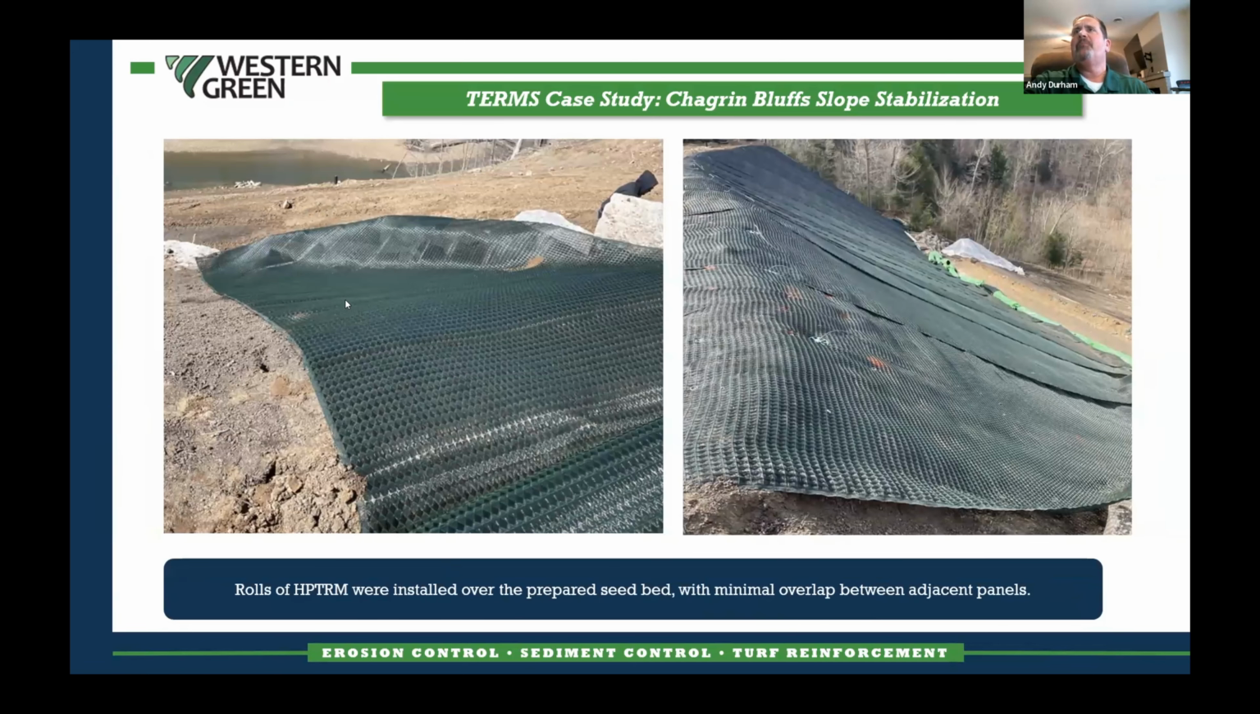Now you can see the high performance turf reinforcement mat. It comes in rolls. Sometimes they're 8.5 feet long. Sometimes they're 11 feet. Sometimes they're even 15 feet long. But we're basically shingling these rolls across the slope and running them down the slope. And you can see one of the anchors installed right here.